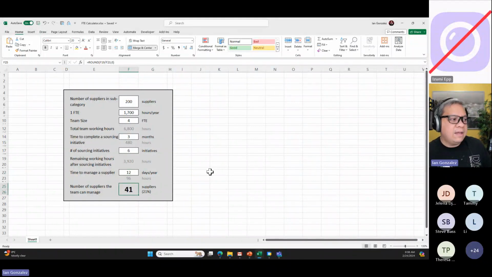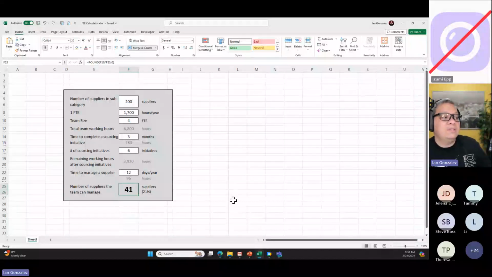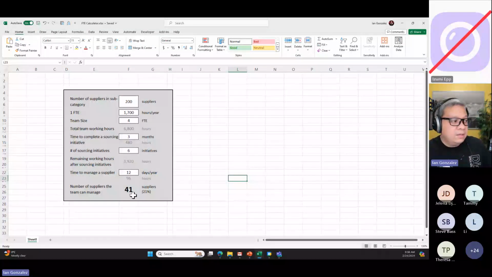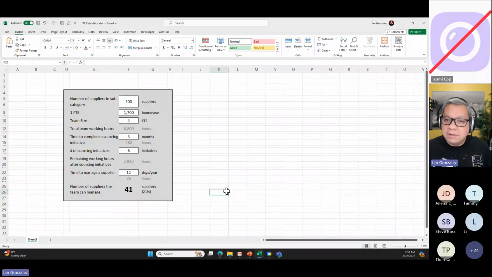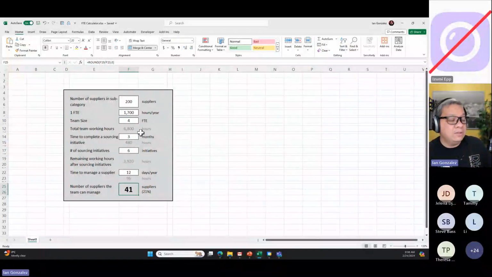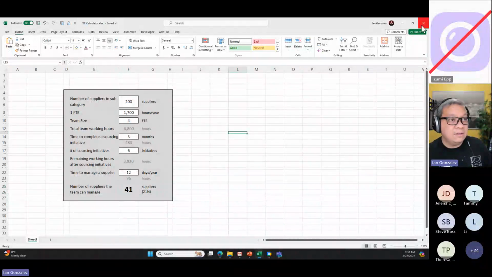And then the final calculation is how many suppliers your team can manage. This is a great tool for justifying to leadership. If you feel that you guys are burned out or that there's just too few people and too many suppliers, this one will show objectively why that's happening. So that's the FTE calculator. This will work on your computers because this is not a macro file. It's just a simple Excel model.